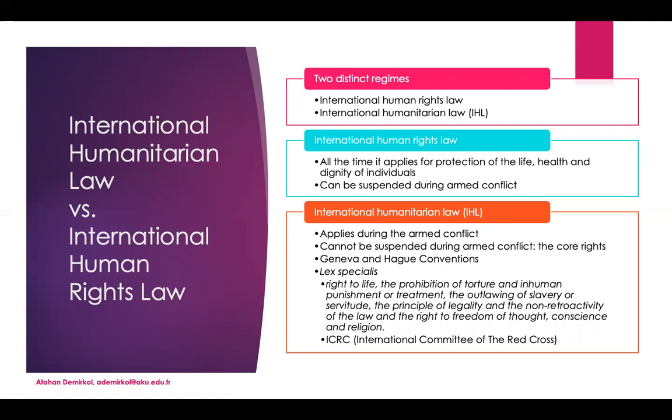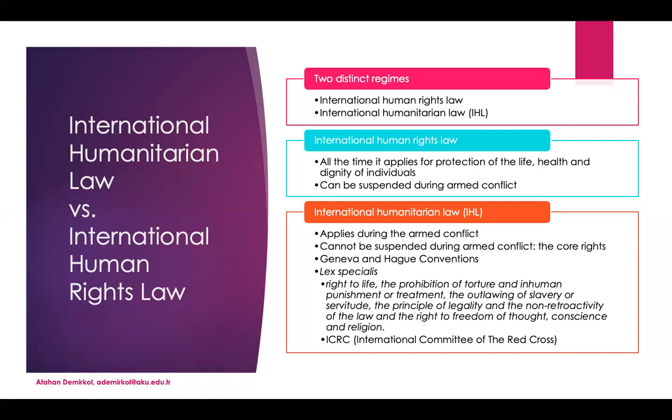International human rights can be suspended during armed conflict, partly, not the whole of international human rights, but there are some rights that can be suspended, such as the right to education. Think about that. During an armed conflict, can a state suspend the right to education or not? Just think about it. But when we come to international humanitarian law, IHL, we see that it applies only during the armed conflict. So it cannot be suspended during armed conflict.